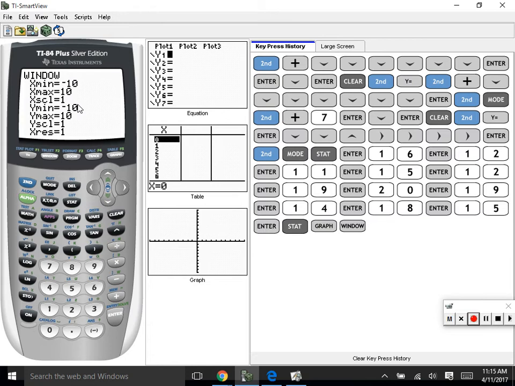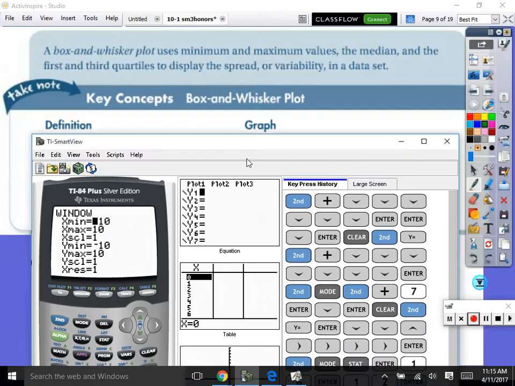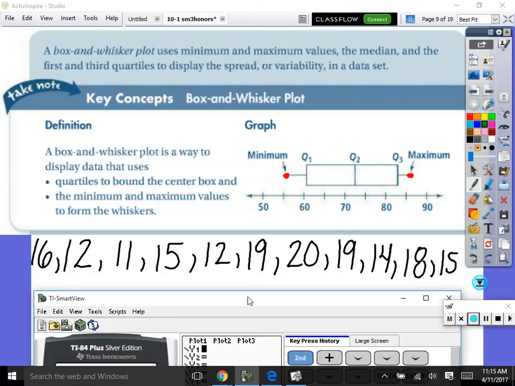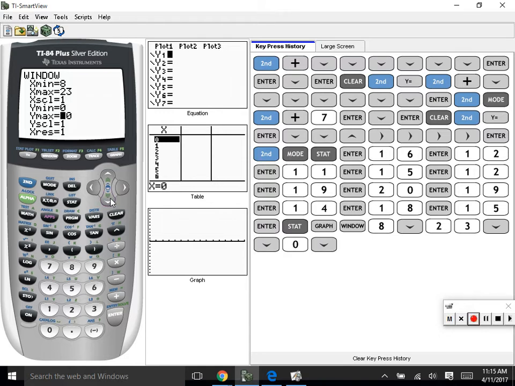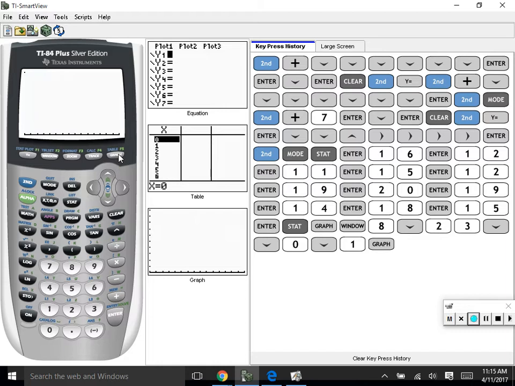Our X-min is a little bit smaller than our lowest value. So our lowest value was 11. I'm going to make it, sure, 8. And then our x max, we need to be a little bit higher. X scale, I'm fine with working in 1s for this. Our y, we don't need to see into the negatives. It's fine to put it in the positive, but it doesn't really matter. 0. Y max, I'm just going to make it 1. Graph.